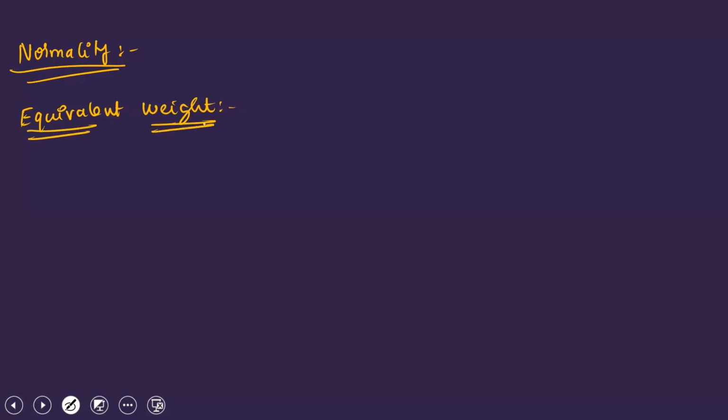Before looking at normality, we have to see about a concept called equivalent weight. What is equivalent weight? There are a lot of definitions for this. But in general, what I used to say is: weight that reacts with 1 mole of electron. Weight that reacts with 1 mole of electron.